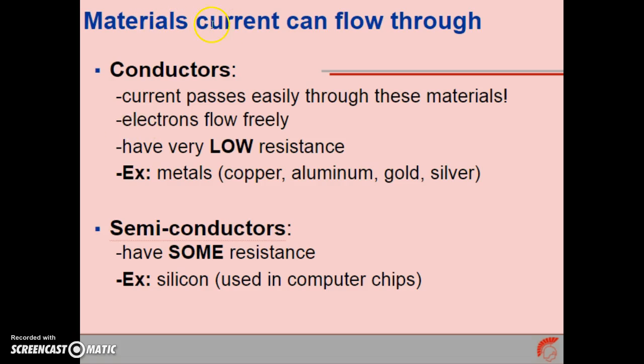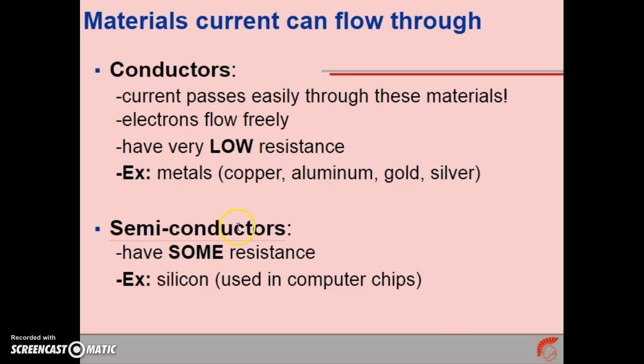So there are certain materials that allow current to flow through them, and we call them conductors. Generally they're metals. Current passes very easily through these materials. Electrons flow freely, and they have a very low resistance. These metals include copper. Those are primarily the wires we use, copper and a little aluminum. Gold is a very good conductor, and silver.